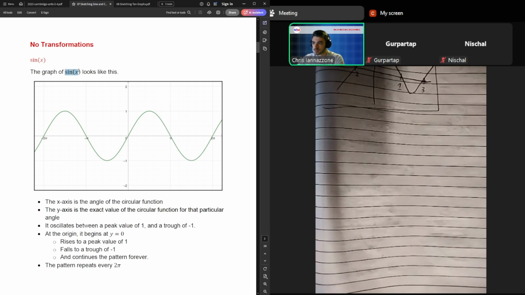So you might know from earlier that different values of your angle will give you different exact values for a circular function. For example, sine of 90 degrees would mean it's pointing directly up, and so you're going to have a value of 1. In terms of radians, that would be pi over 2, this spot here.